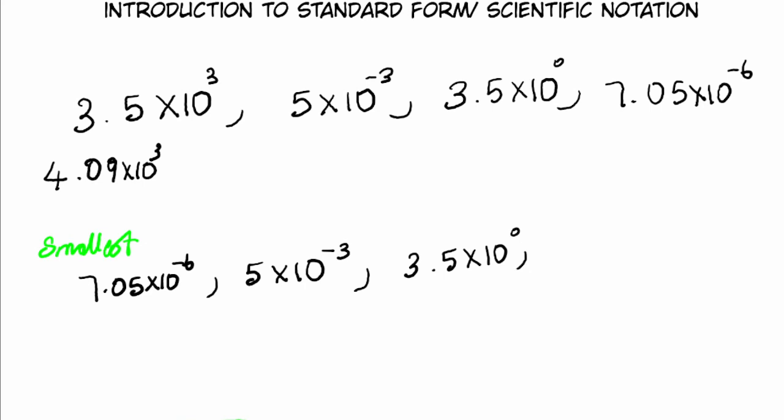Our last two numbers both have a power of +3. Therefore, let's compare the A values. The greater A value is 4.09. So this would be the greater among the two. So we would put 3.5 times 10 to the 3 here. And the greatest would be 4.09 times 10 to the 3rd power.